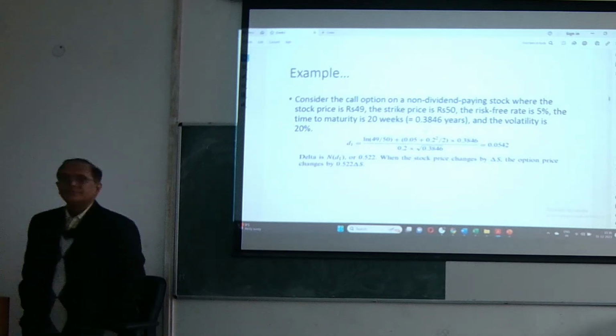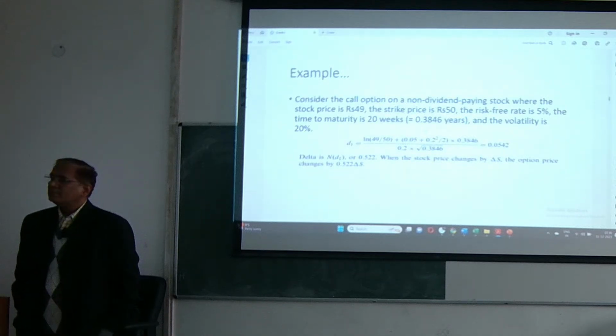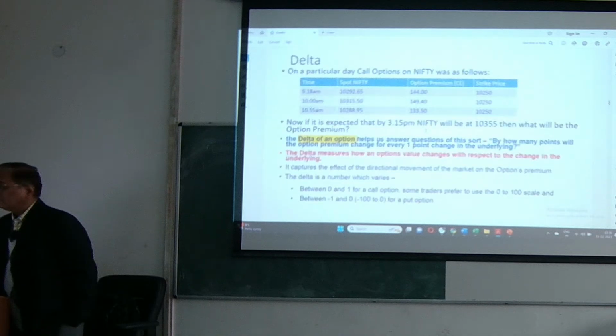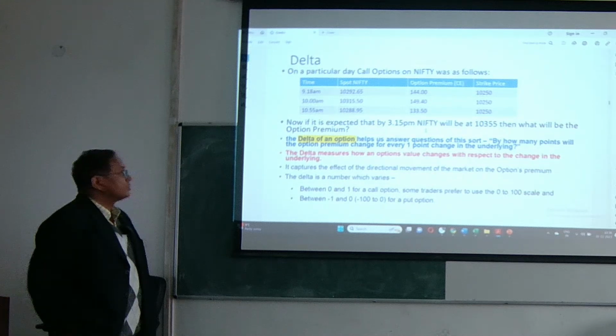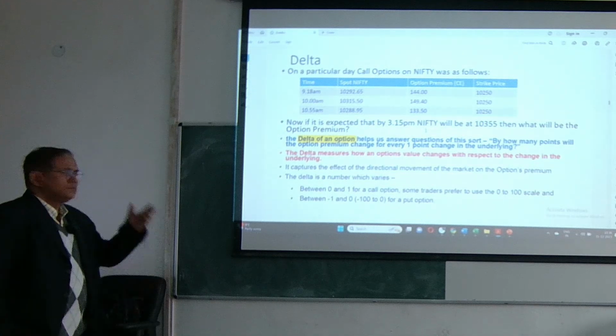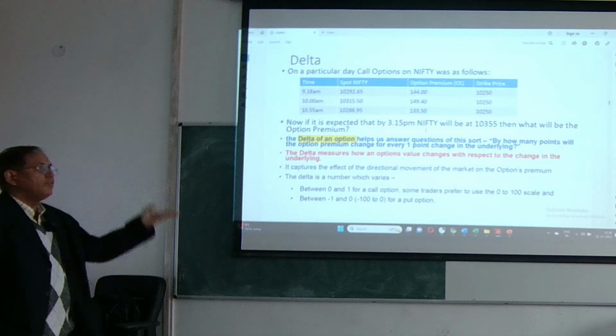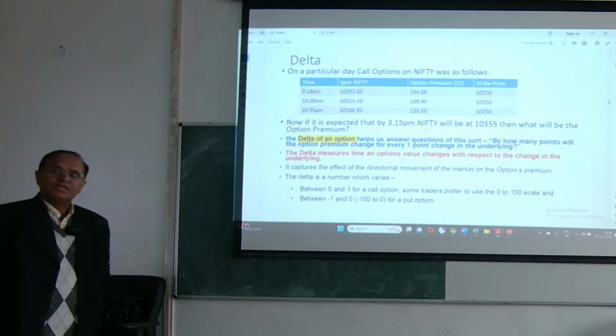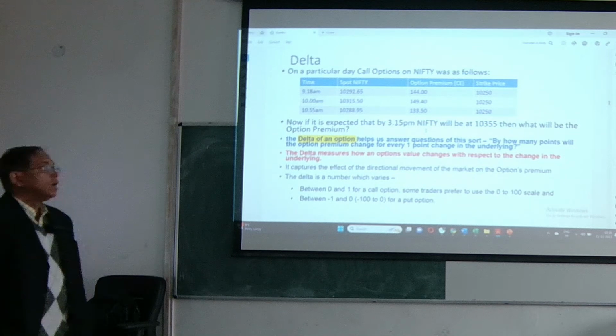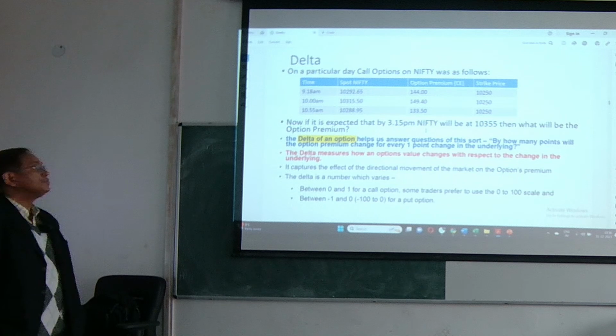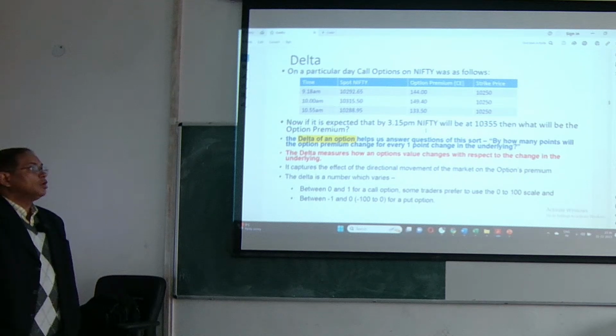Any other question? Today we are on delta, right? So look into this calculation also. I'll simply be reading it for you, so you understand better how this can be applied. On a particular day, call option on Nifty was as follows: 10,000, just a second.